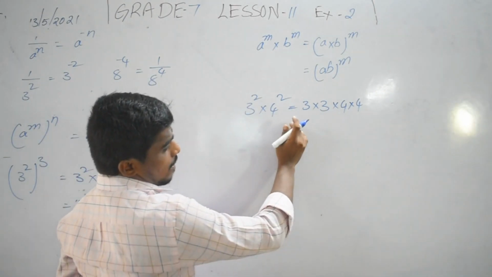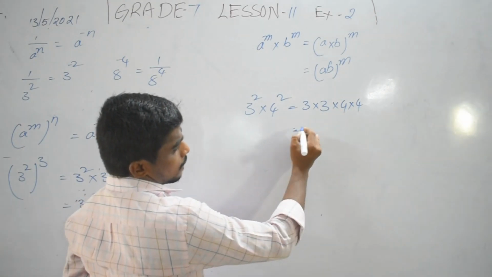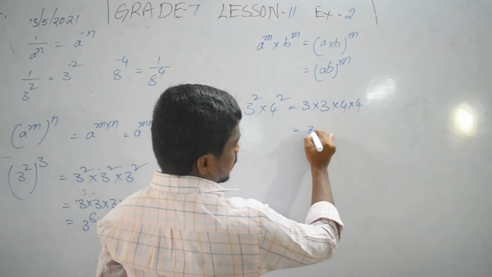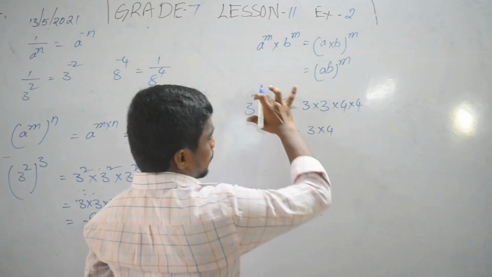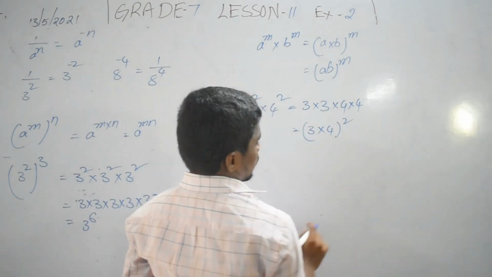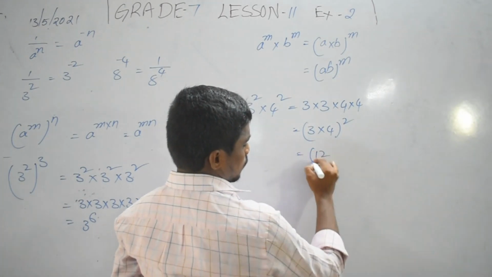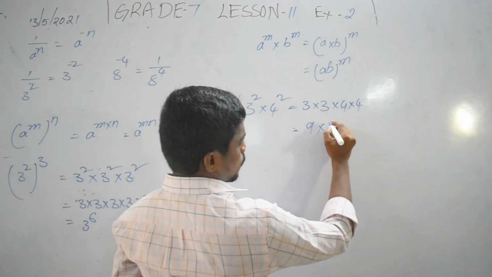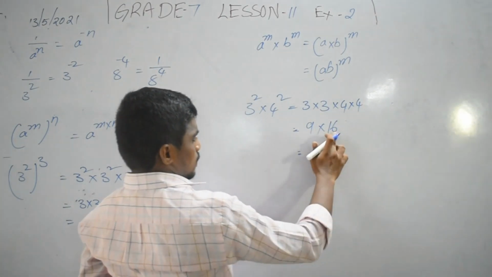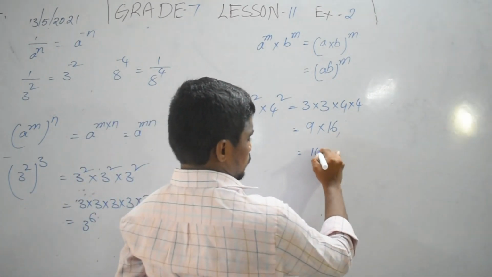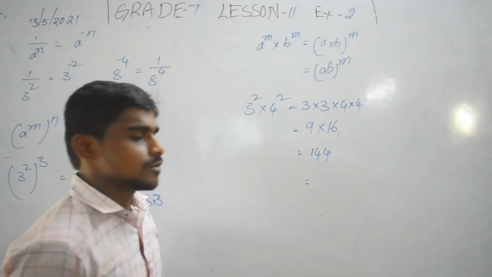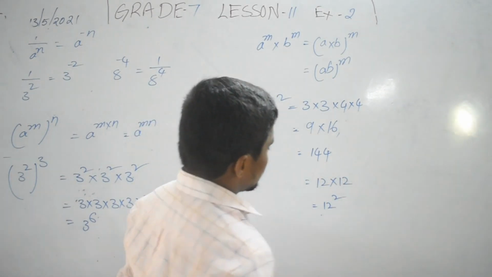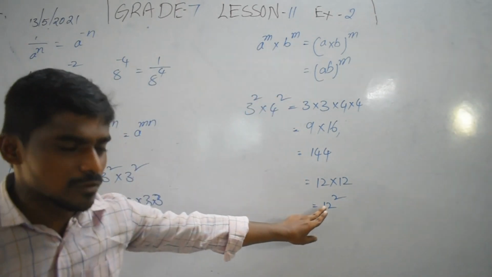Here, both are multiplied 2 times. So 3 times 4, the bases multiplied, whole power, right. 3 fours are 12, whole square. See, 3 threes are 9, times 4 fours are 16. 16 nines are 144. How do we write 144 in exponential form? 12 into 12, that is 12 square.